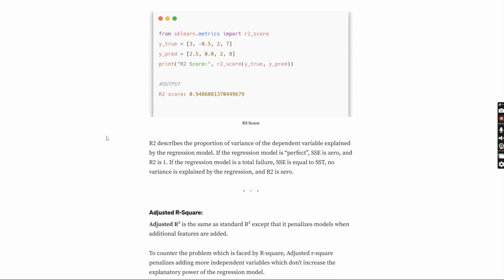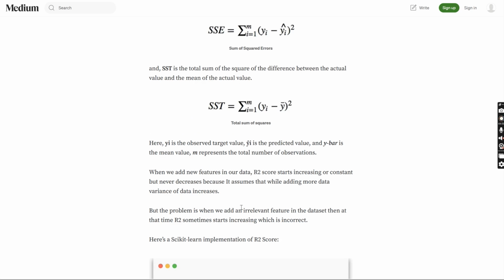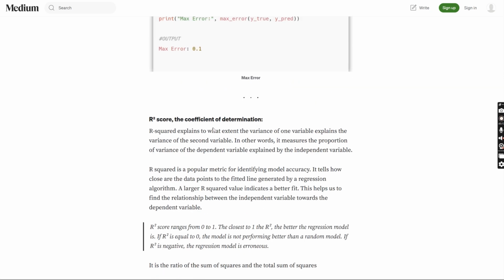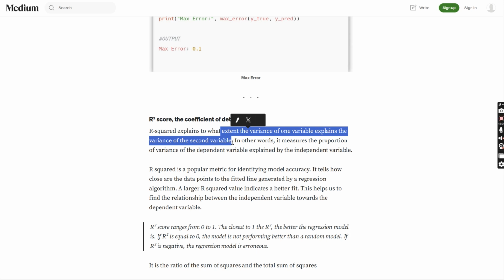Okay, moving on. There is one problem with R squared. We talked about everything seems to be fine, but the problem is when you add an irrelevant feature, then also R squared sometimes starts increasing. That is the biggest problem. If you again pay attention to the definition, R squared explains the extent to which the variance is explained by one feature in relation to another feature.